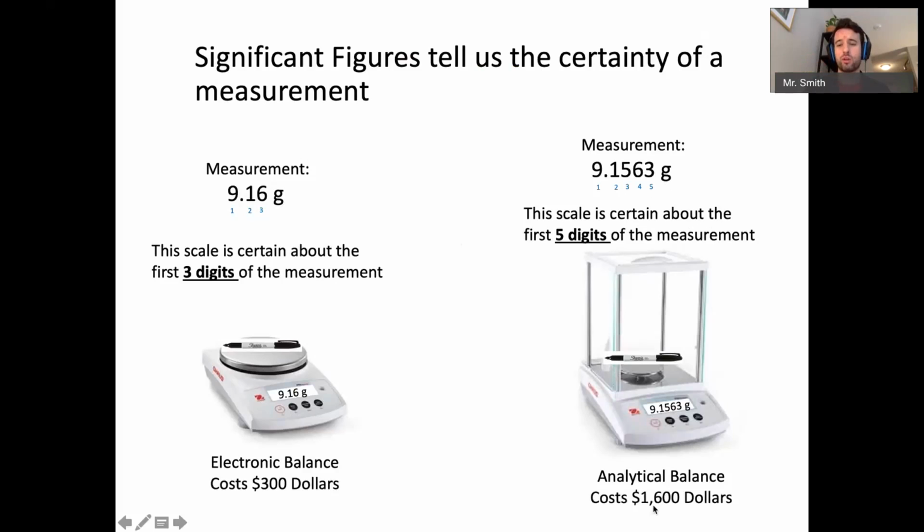An analytical balance costs about $1,600, and an electronic balance only $300. So these scales are both very accurate because they're both expensive scales.